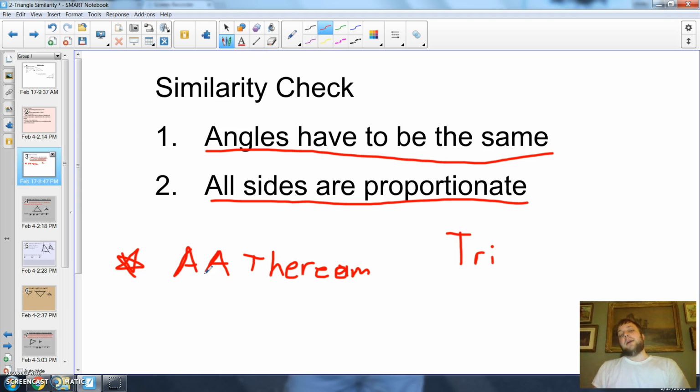Okay. The AA theorem only works for triangles, and so do these other two that I'm going to talk about today. Alright, so the two are S, S, S, which is side, side, side. And then we have side, angle, side, or as I like to call, a little sass.